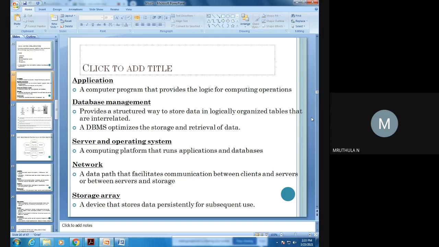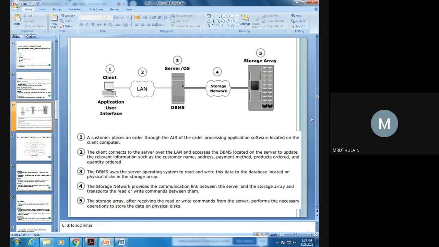Okay, so these core elements are viewed or managed as separate entities, but all the elements must work together to address data processing requirements. Here comes an example of an online order transaction system that involves the five core elements of a data center, and this figure illustrates their functionality in a business process.